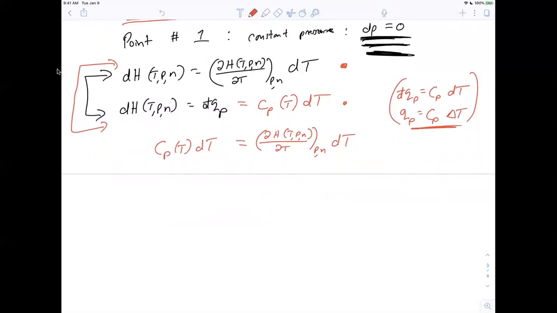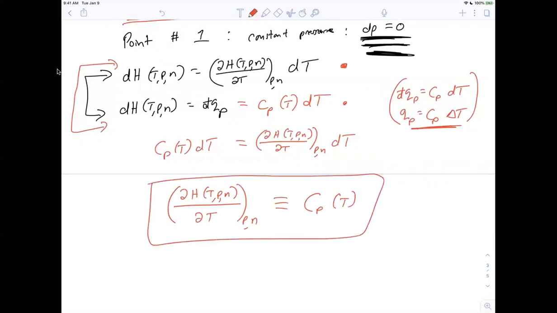We don't worry about the dT terms on both sides. We look at what else is there. And what we find is that the partial of H with respect to T at constant pressure and N is defined now as the constant pressure heat capacity. This is the rigorous thermodynamic definition of the constant pressure heat capacity. We see here again that Cp is related to H.